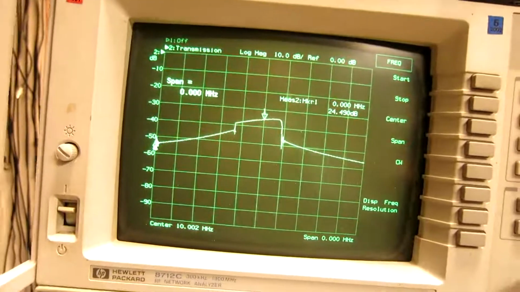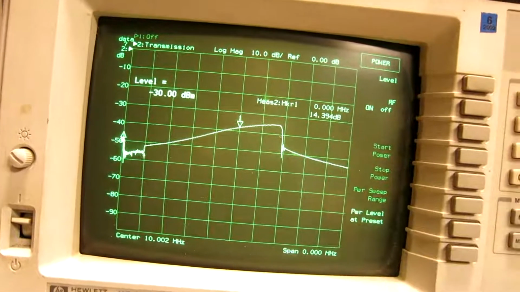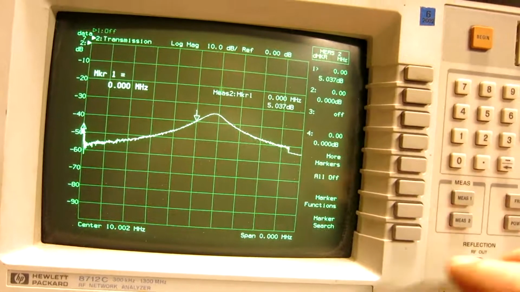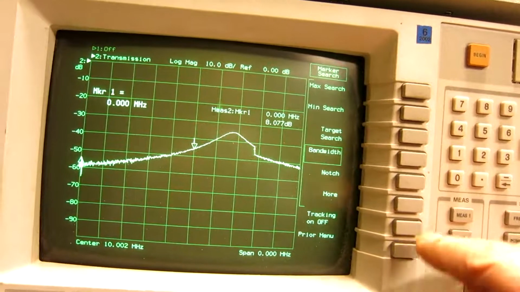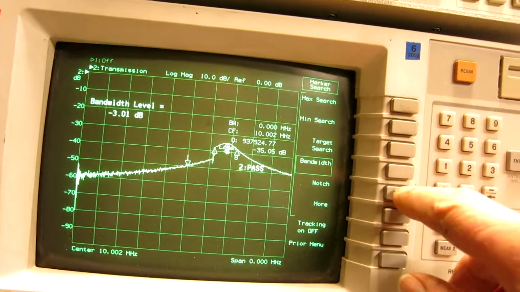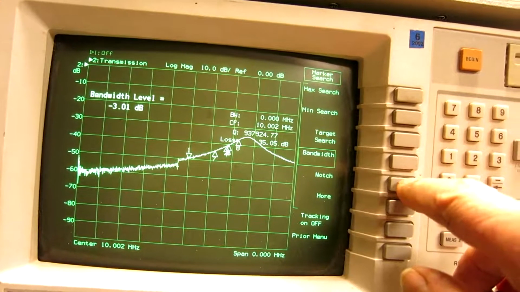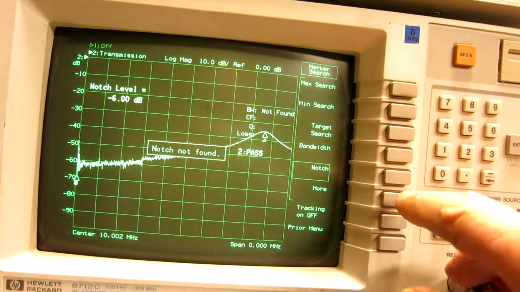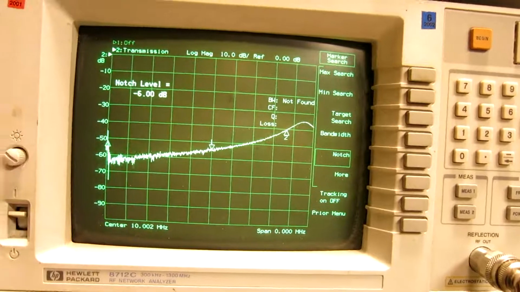If I set the power to -30 here, and look for the bandwidth and Q. It says Q is very low, but that is because the frequency is not stable yet. I think I will wait for a while, but maybe.